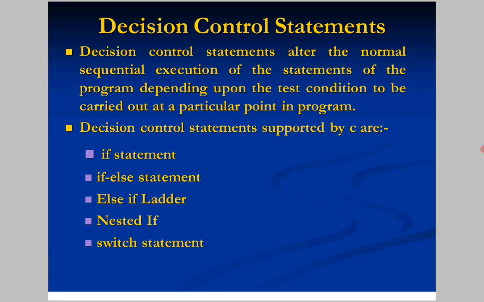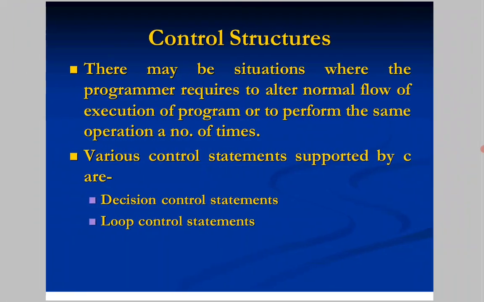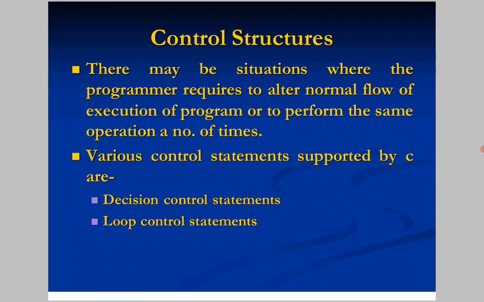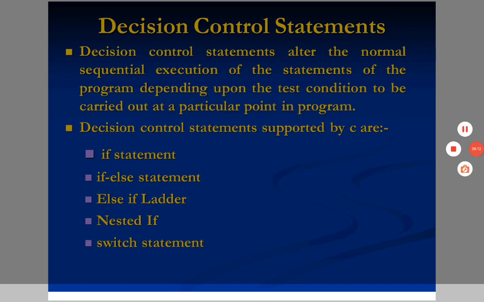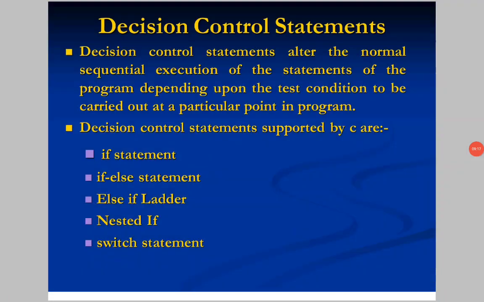So control statements are of two types. First one is decision control statements, and the other is loops, or looping statements. Decision control statements are again of five types: if statement, if else statement, else if ladder, nested if statement, and switch statement.